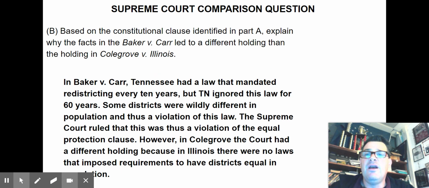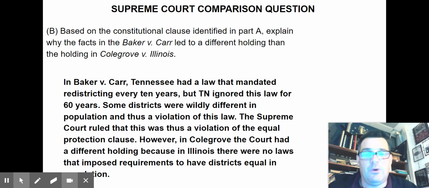All right, here we go. Here's my answer. Your answer should be similar. In Baker versus Carr, Tennessee had a law that mandated redistricting every 10 years, but Tennessee ignored this law for 60 years. You might have written that a little different, but you should have the same gist. Some districts were widely different in population and thus a violation of this law. The Supreme Court ruled that this was thus a violation of the Equal Protection Clause. So that's my description of Baker. You should have a similar description, although maybe the wording's a little different.